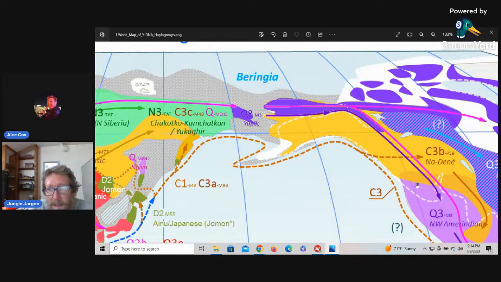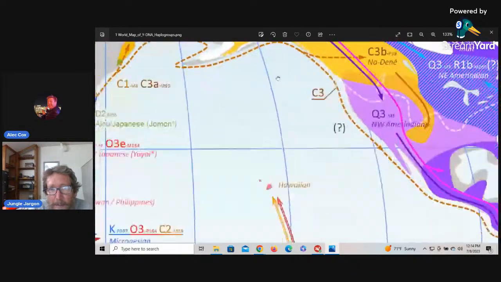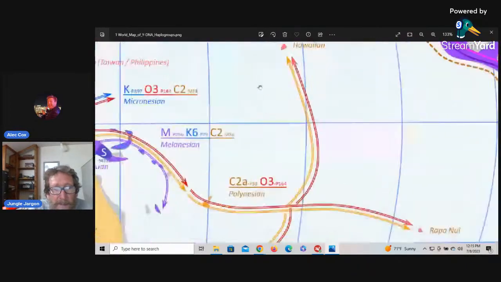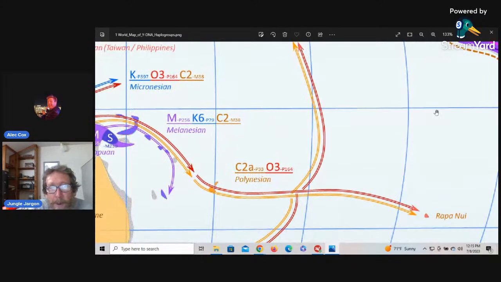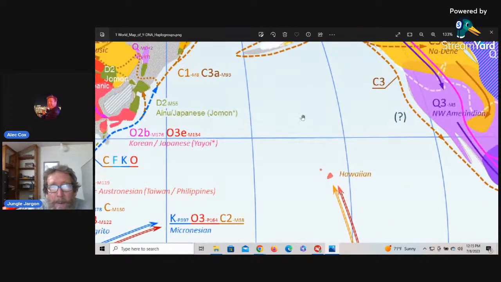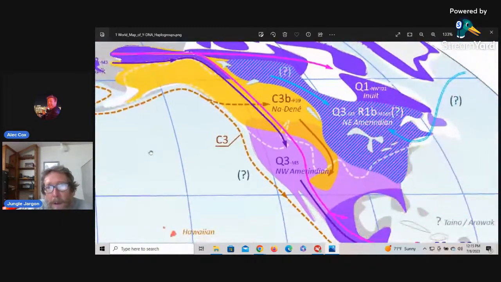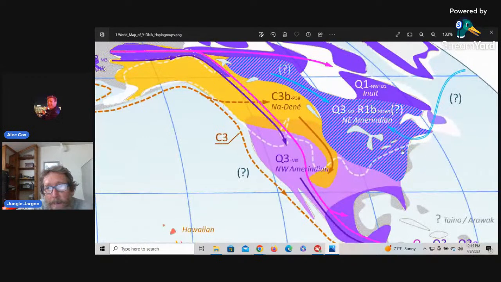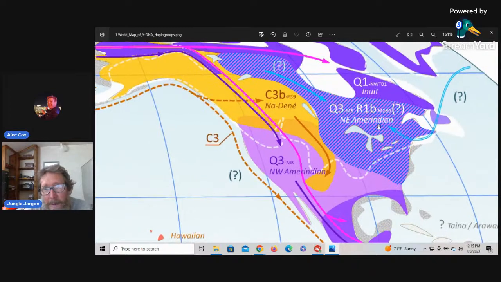And the C3 is C3, as opposed to down here in the Pacific is C2. So we know it wasn't the C2 that crossed over the Pacific. It was the C3 that crossed up over here. But the anomaly is right here in the Great Lakes region.